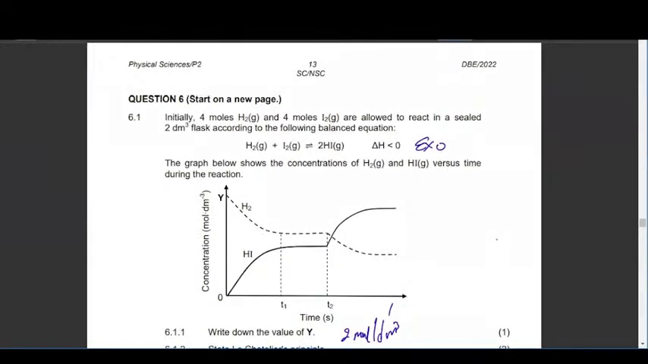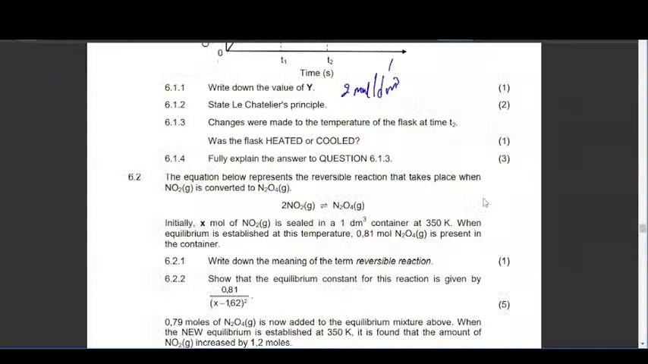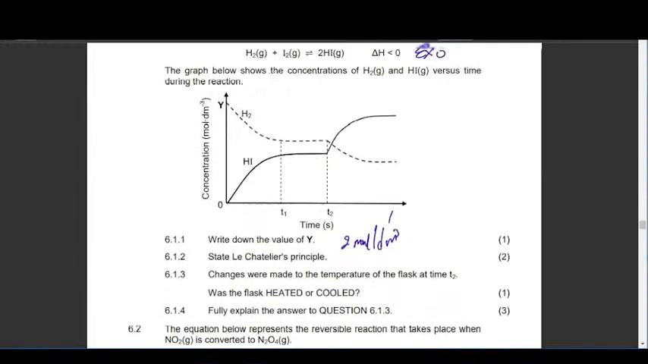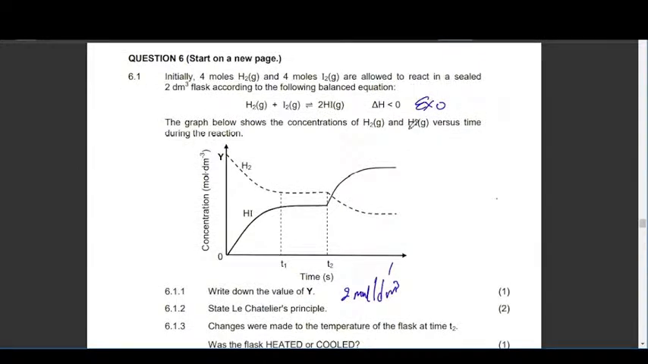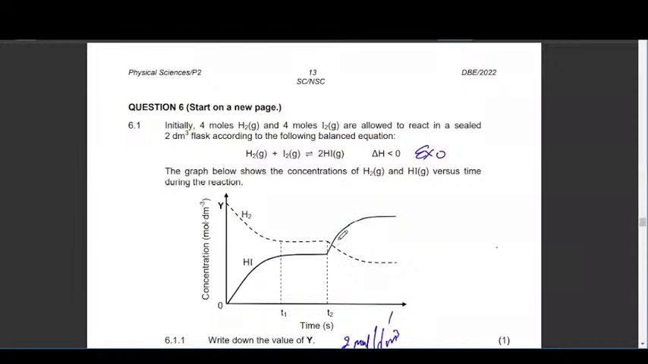And then, question 6.1.3, they're saying that a change was made to the temperature of the flask at T2. At T2, was the flask heated or cooled? Let me check. Remember we said that this is exothermic. And then if you look at this, it is increasing. It didn't reverse, it is increasing, the products are forming more, and then the reactants are disappearing.